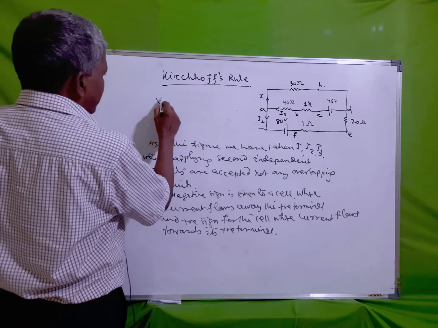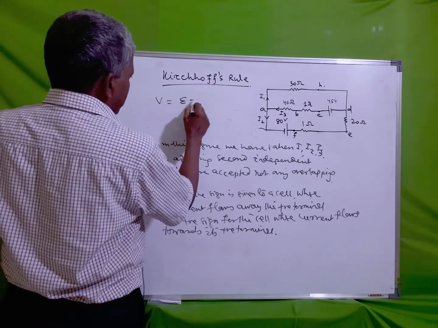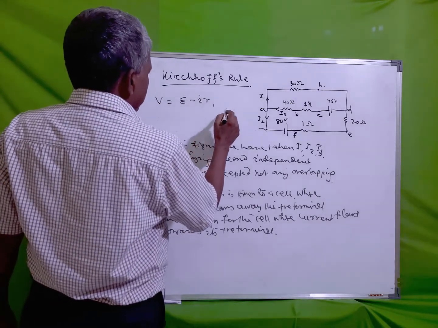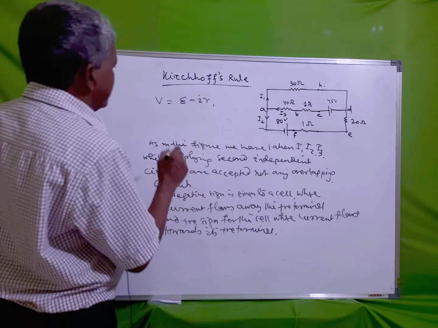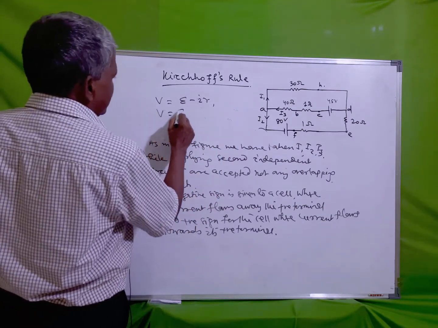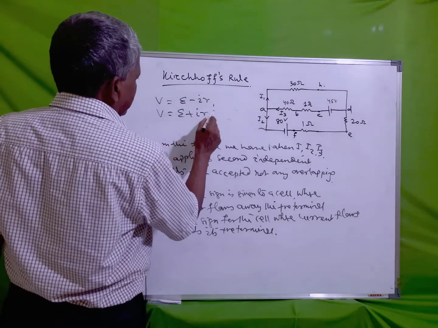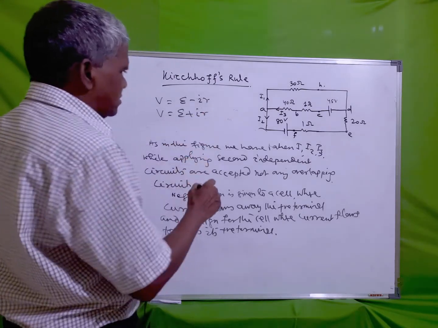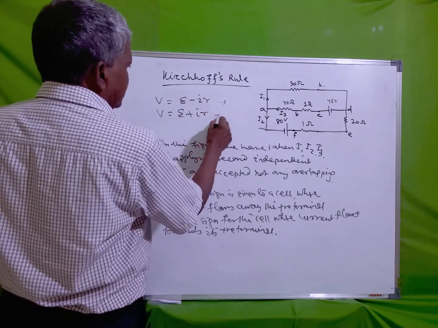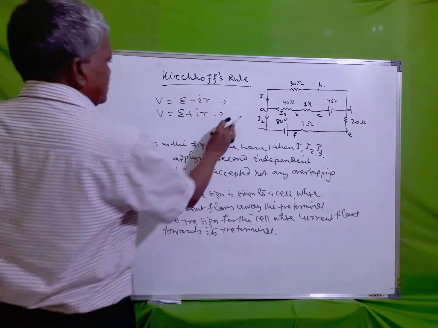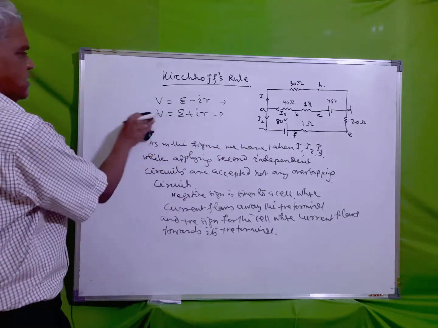Or you can say V is equal to E minus IR if current is away from the positive terminal, and V is equal to E plus IR where current flows towards the positive terminal. That means it is supplying, and this is consuming or getting charged.